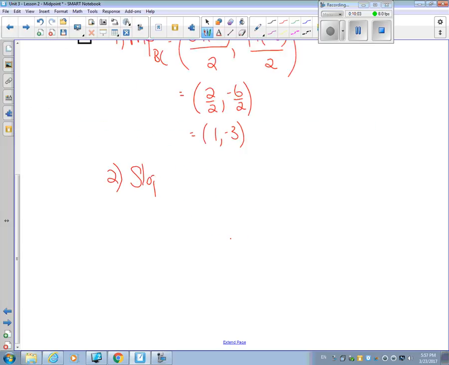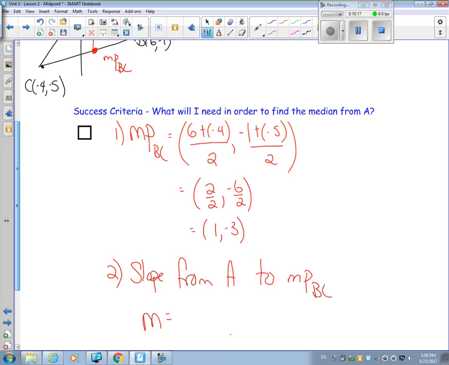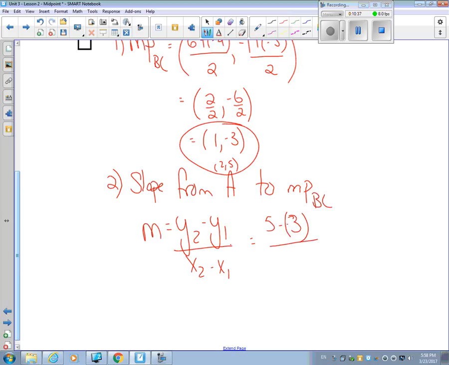The slope from the start, which is A, to the end, the midpoint of BC. So we need to use our next equation, y2 minus y1. I'm going to write down the points here. What's A? A is (2, 5). Okay, my equation is y2 minus y1 over x2 minus x1. So I'm using these 2 points, right? I'm going to do 5 minus negative 3 over 2 minus 1. That gives me 8 over 1, or in other words, 8.